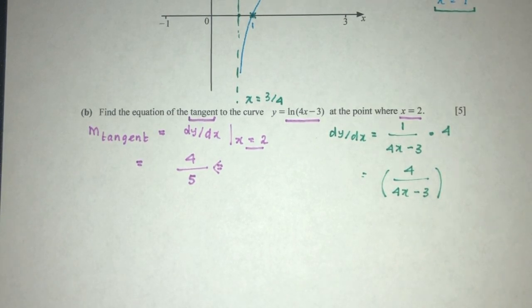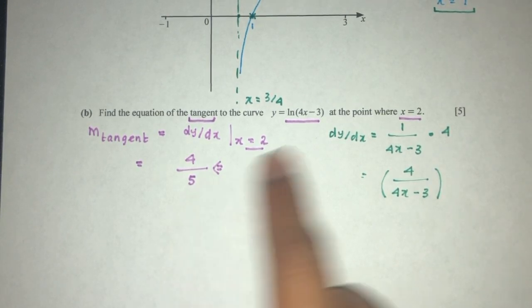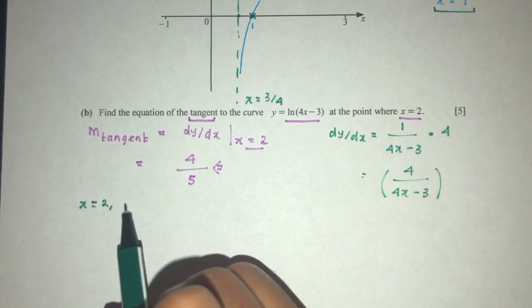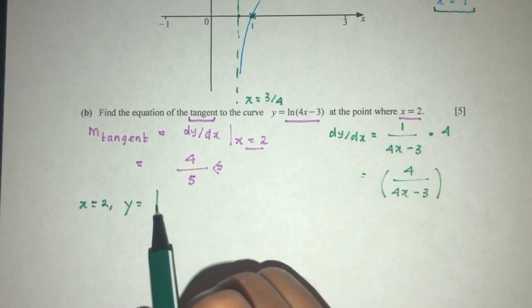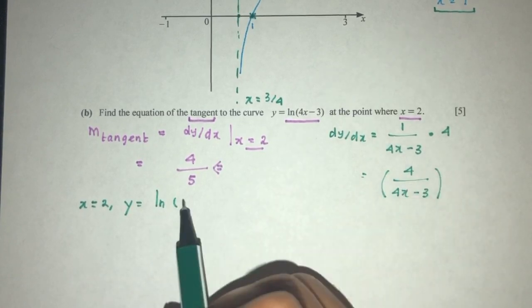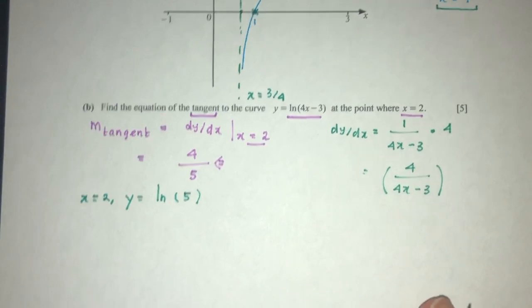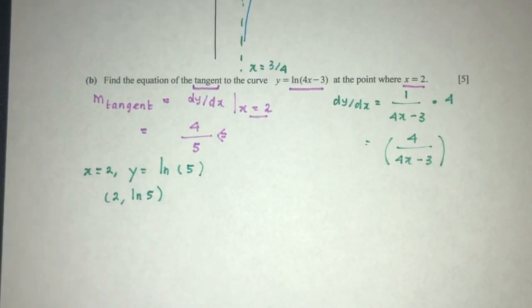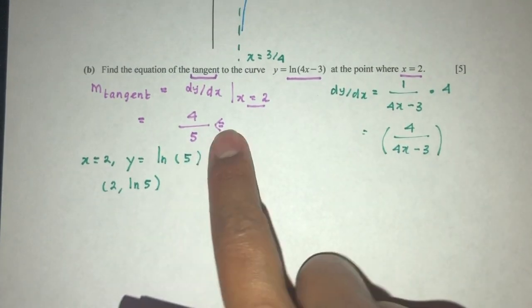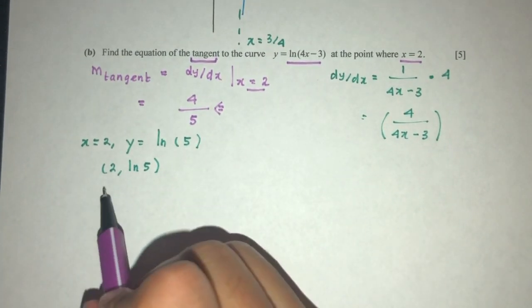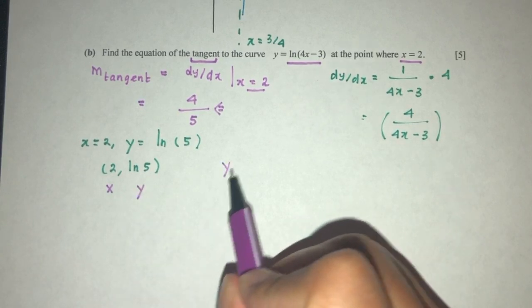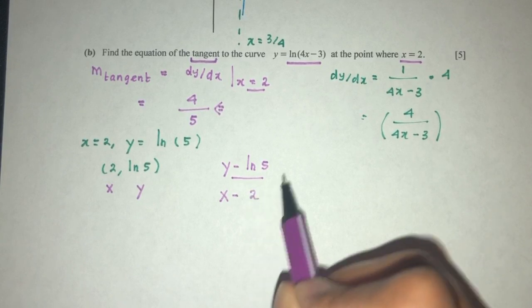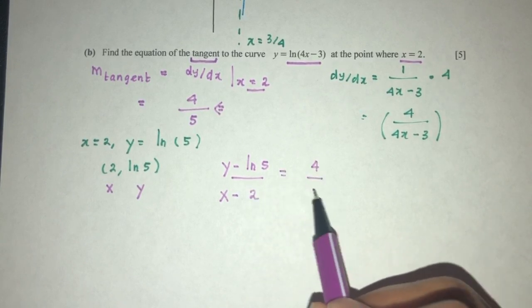Now to find the equation, obviously we have the gradient, but we also need a passing point. So we have x equals 2, but what is the corresponding y value? Replace back in your equation right here, you will have ln of 4 times 2, that will be 8 minus 3, which is 5. So the passing point will be 2 and ln 5. So we have the passing point, we have the gradient, we can find the equation. That will be my x value, my y value. So y minus ln 5 divided by x minus 2 has to be 4 over 5.